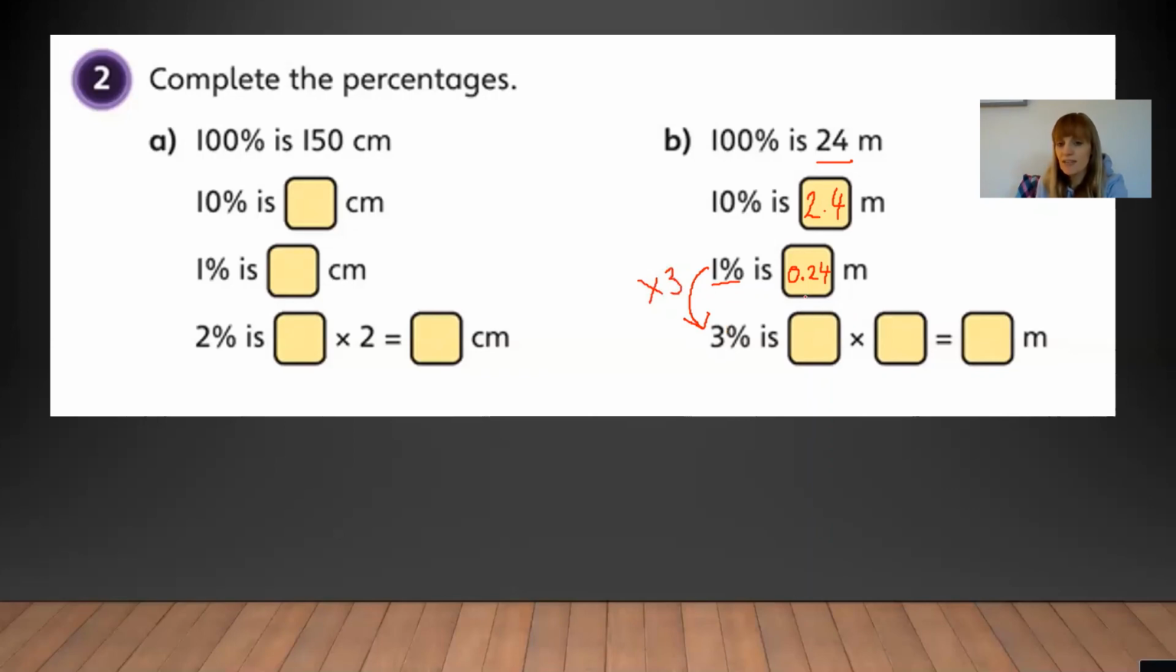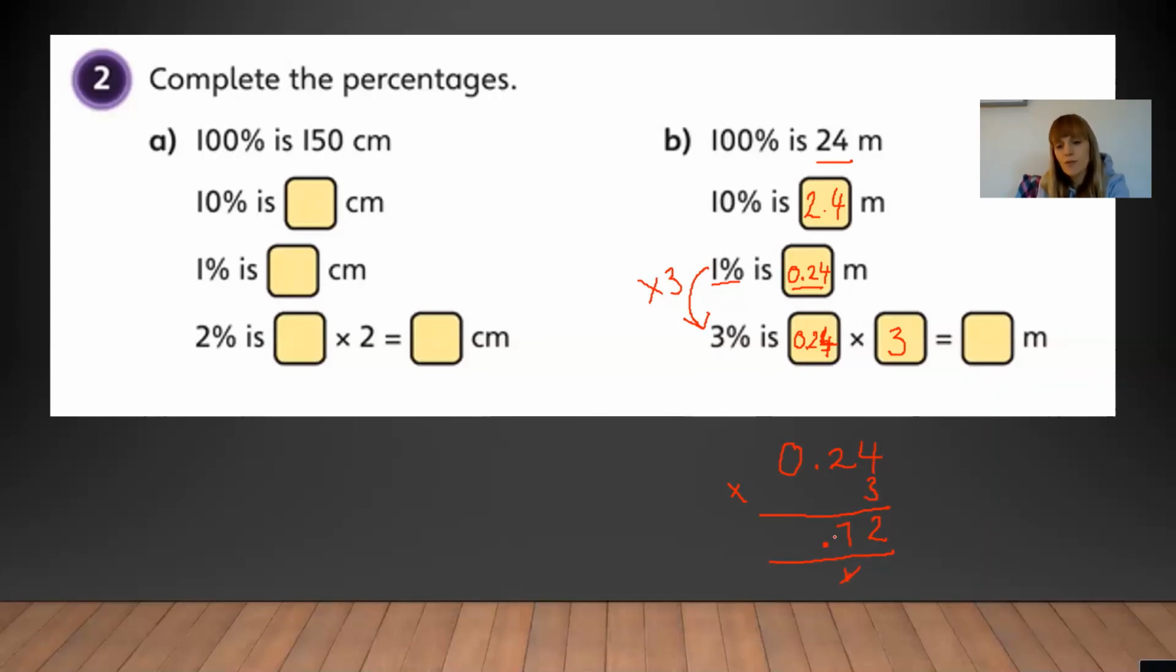So 3% is the same. I've got to take the answer from 1%, which is here, and write it in my box. So 3%, oh, sorry, I've written that wrong. That should be a 4, is 0.24 times by 3. Now, you might find yourself thinking, oh, I can't do that in my head. Some of you might be able to, but if not, here's a good method. You can put it into a written method. So 3 times 4 is 12. 2 times 3 is 6, and I've got to add one more, which gives me 7, and then I'm going to put my decimal point in.